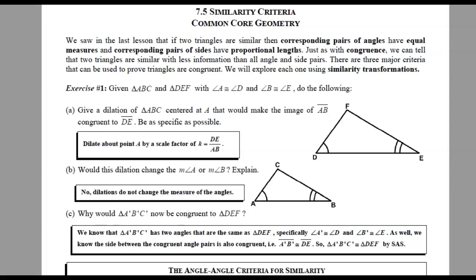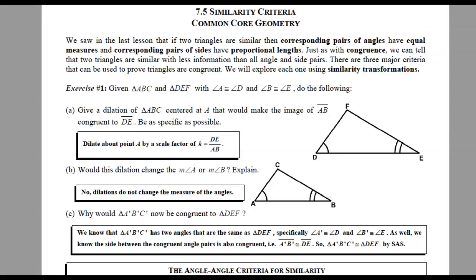So exercise 1, if we're given these two triangles ABC and DEF, we know that angle A is the same as D, angle B is the same as E. Could we give a dilation of triangle ABC that would make the image congruent when we do that procedure? So if you dilate around point A by a scale factor of DE over AB, then the images would be the same. So if you just take the larger one and divide it by the smaller one, we establish a scale factor.